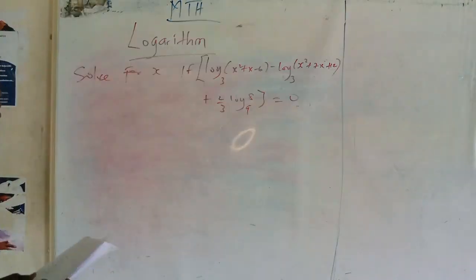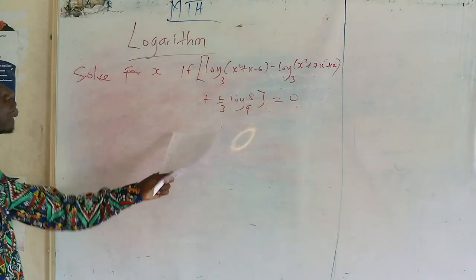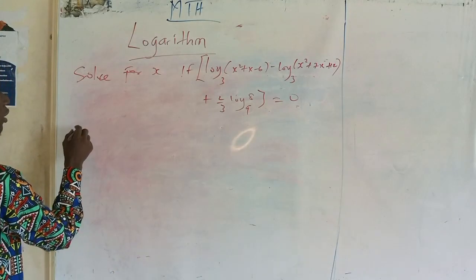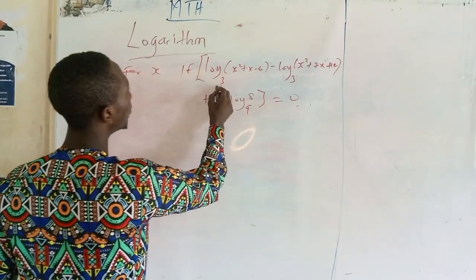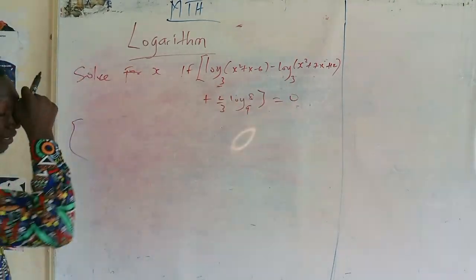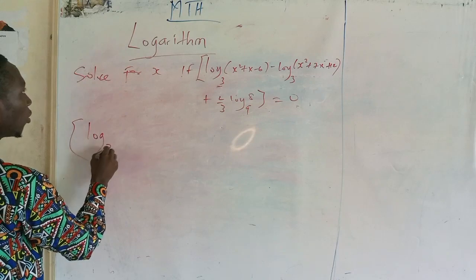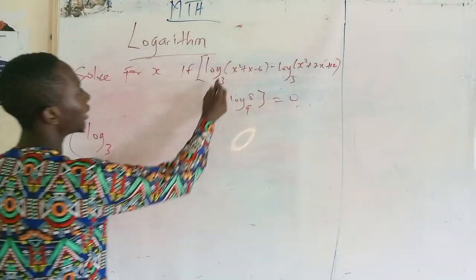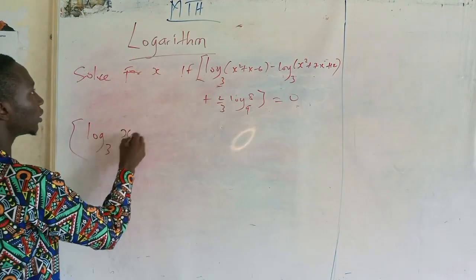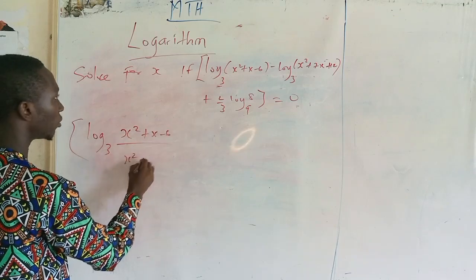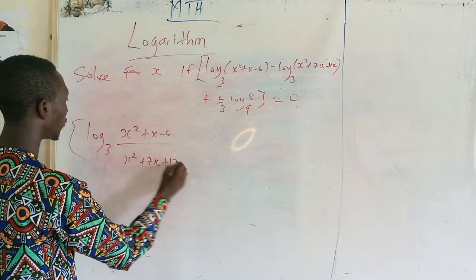Now look at this question. It is very easy. We are asked to solve for x here. The first thing you take note of is that these logs have the same base. So we can use the subtraction law of logs here. You pick one base and then divide: the log of x squared plus x minus 6 over x squared plus 7x plus 12.